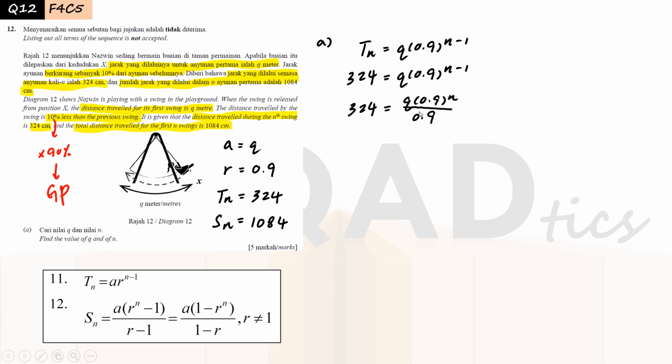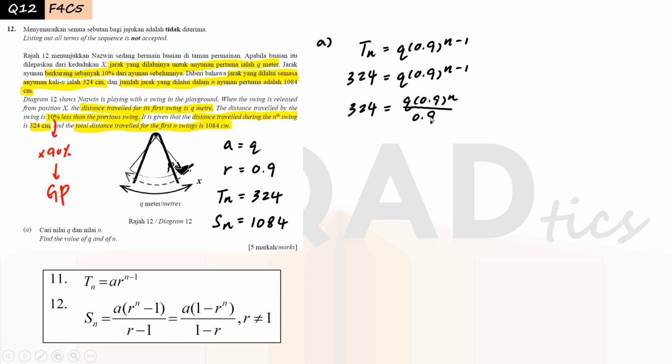Since we have the Tn and Sn already, we need to use the formula. Let's start off with Tn first. Tn would be A is q, and R is 0.9, and here n minus 1. For the Tn we are going to substitute this value, which is 324. Let us simplify it to the simplest form. I'm going to split the power here. This is negative, and if we split the power, it means we are going to divide with the value. We're going to divide 0.9.